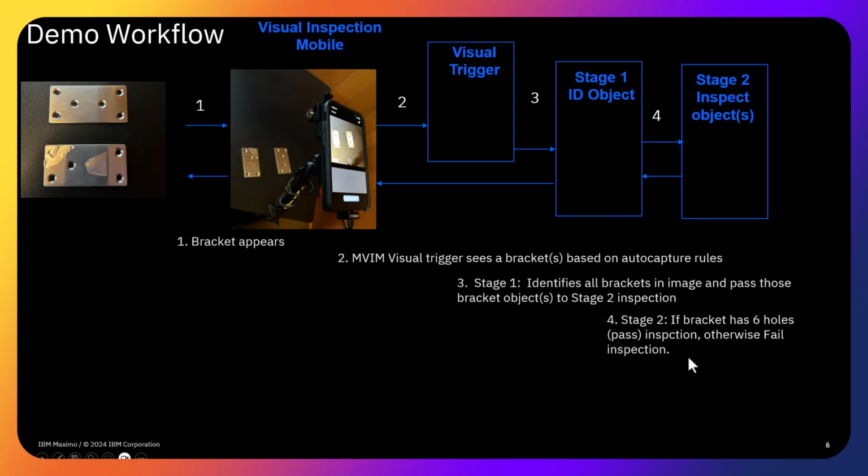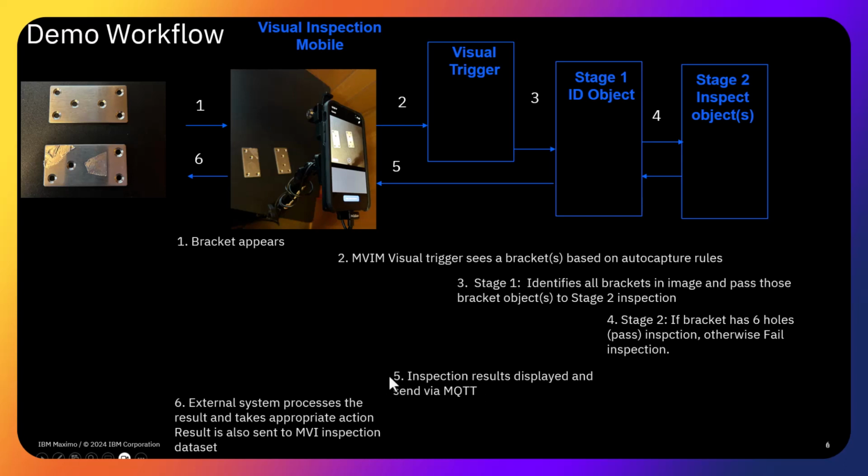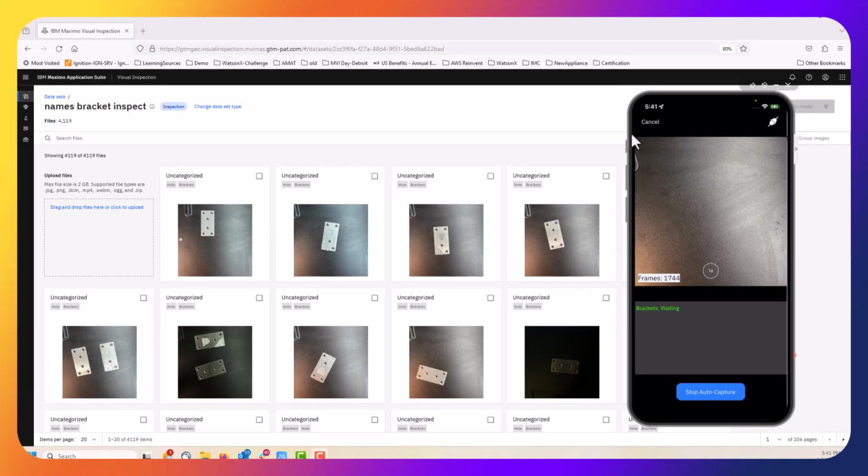If it sees less than 6 holes, then the bracket will fail. That result is sent back as an outcome from the inspection. So you'll see the displayed results, and we also send the MQTT message with all the payload of the inspection results. And lastly, it's shared up to the server with all the metadata for the inspection itself. So we'll cover all this stuff in the demonstration. Okay, let's get into the demonstration.